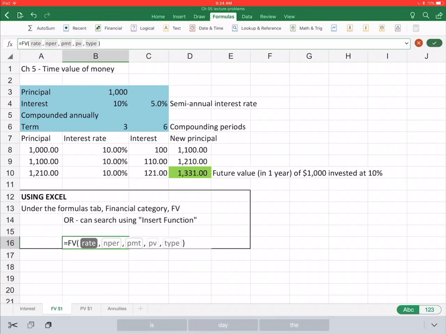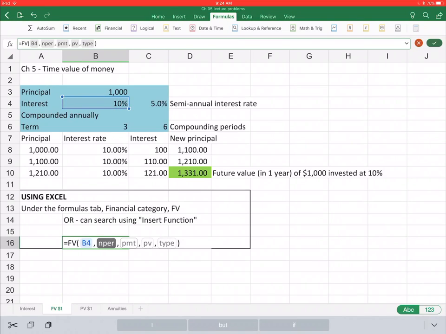So what I'm going to do is tap on each one of the individual items that Excel is asking me for. First, Excel is asking me for the rate. If I tap on 10%, that's listed up there on cell B4, you can see that it automatically populates B4 into my formula.